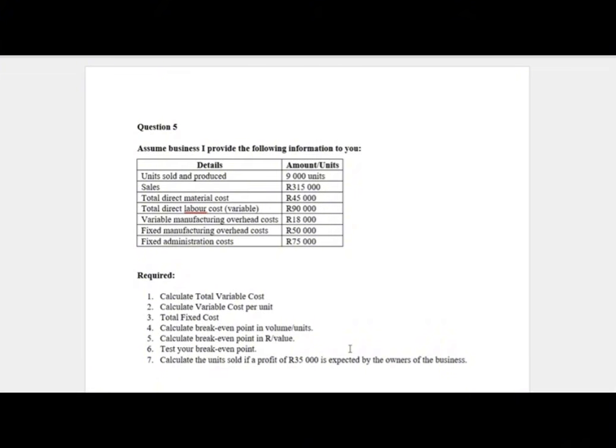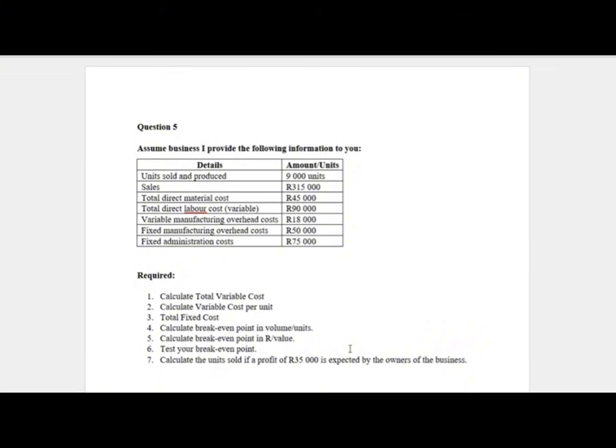Today I'm going to do a practical accounting question, a topic called CVP, cost volume profit analysis. As you see the question right there, they say assume business I provide the following information to you.